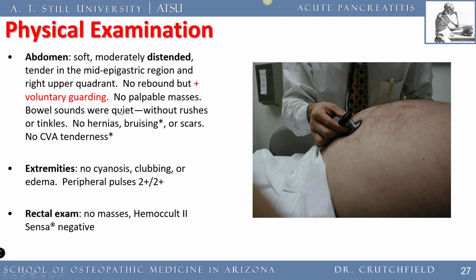No rebound, but he has voluntary guarding. So when we touch him, he pushes back against us. He doesn't want us to push any harder. No masses, no bowel sounds. So things are pretty quiet. No bruising. What am I looking for here? I'm looking for Cullen sign or Grey Turner sign, which could be an indication of hemorrhagic pancreatitis. No costovertebral angle tenderness, which could be a sign of pyelonephritis. His extremities look okay. Rectal exam was negative.